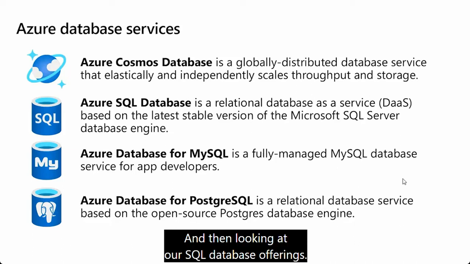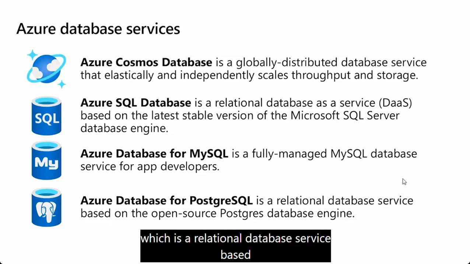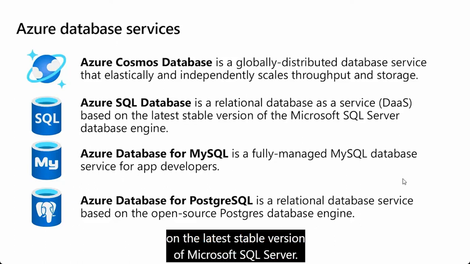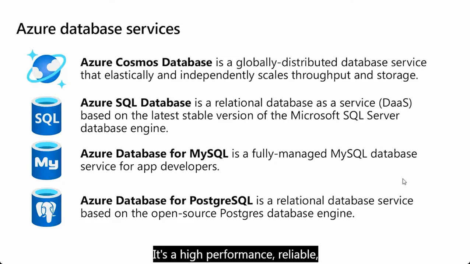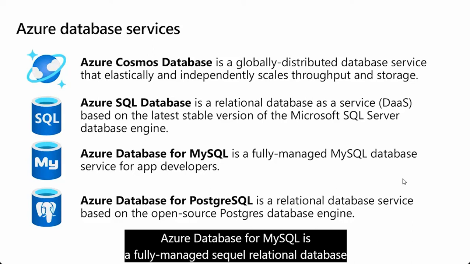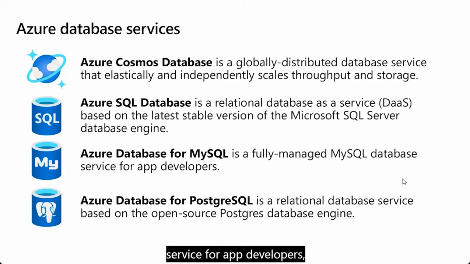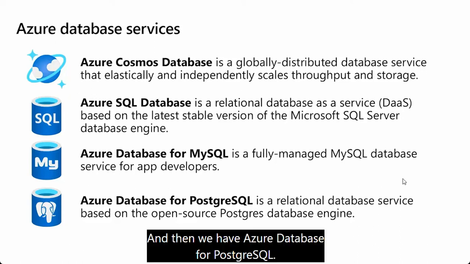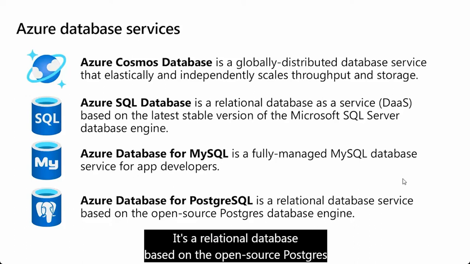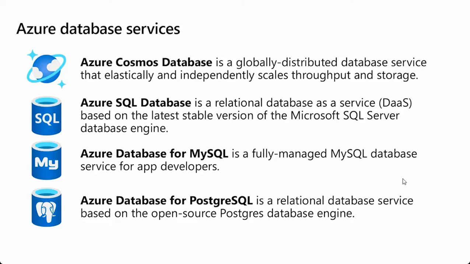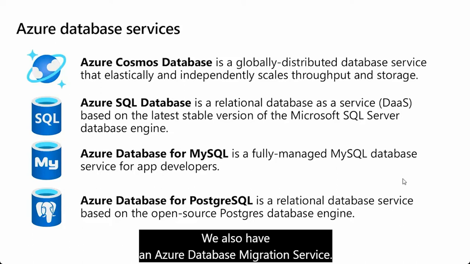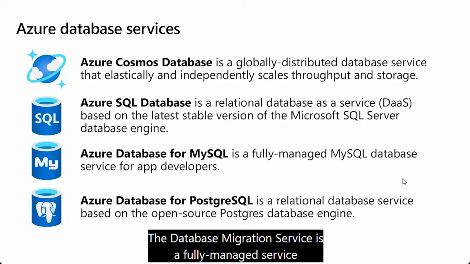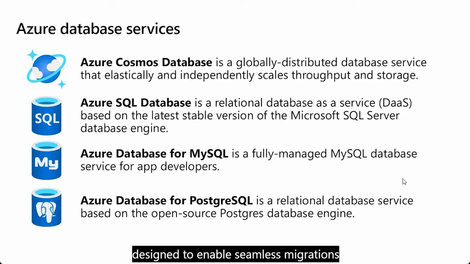And then looking at our SQL database offerings, we have Azure SQL Database, which is a relational database as a service based on the latest stable version of Microsoft SQL Server. It's a high-performance, reliable, fully managed, and secure database. Azure Database for MySQL is a fully managed SQL relational database service for app developers based on the MySQL Community Edition. And then we have Azure Database for Postgres. It's a relational database based on the open-source Postgres database engine. We also have an Azure Database Migration Service. The Database Migration Service is a fully managed service designed to enable seamless migrations from multiple database sources to Azure with minimal downtime.